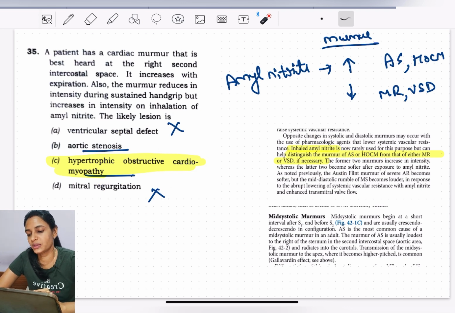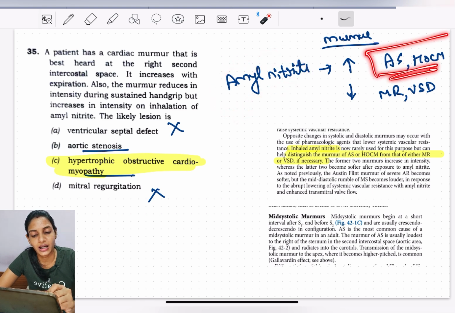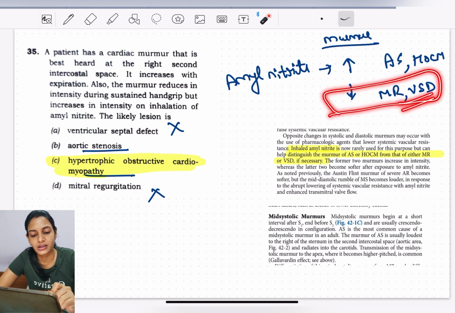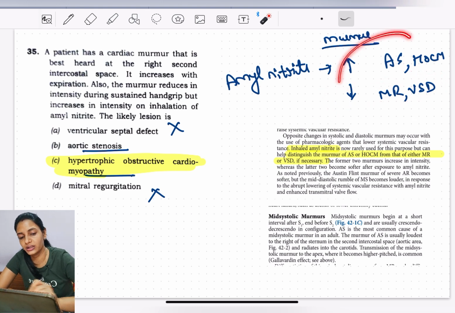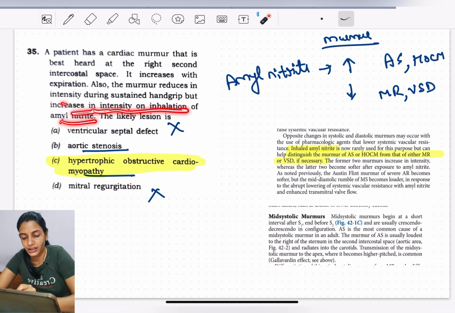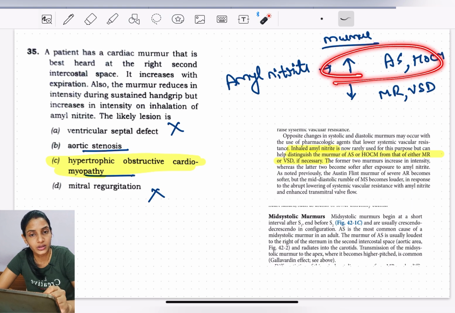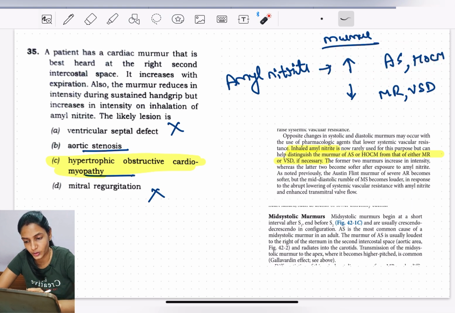Next they are talking about the murmur. If we give amyl nitrate, it increases the murmur in aortic stenosis and hypertrophic obstructive cardiomyopathy, and decreases the murmur in mitral regurgitation and VSD. All four options are given, and they say the intensity increases on inhalation of amyl nitrate. So the answer lies among aortic stenosis and hypertrophic obstructive cardiomyopathy, and the intensity reduces on sustained hand grip, which indicates the answer is HOCM.